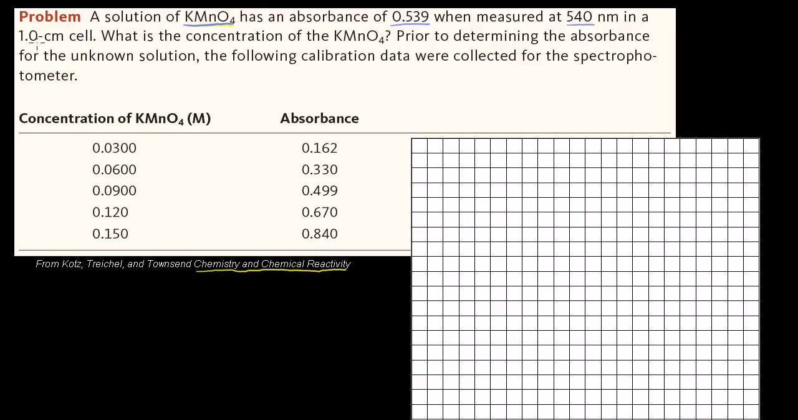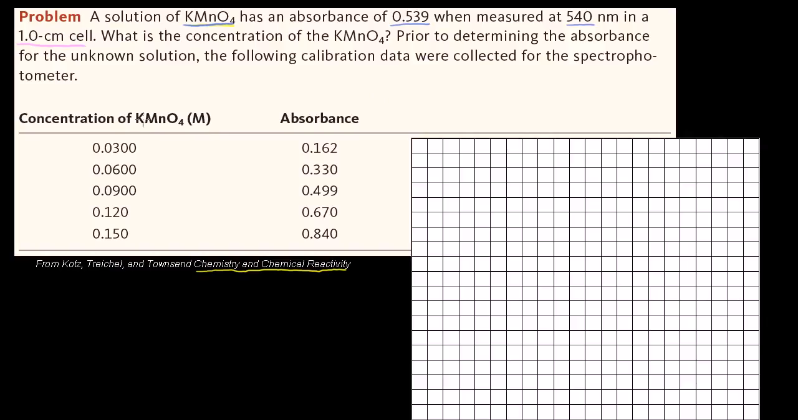Okay, and the beaker is 1 centimeter. So that's just the length right there. What is the concentration of potassium permanganate? Prior to determining the absorbance for the unknown solution, the following calibration data were collected for the spectrophotometer, I should say, not the spectrometer, the spectrophotometer.